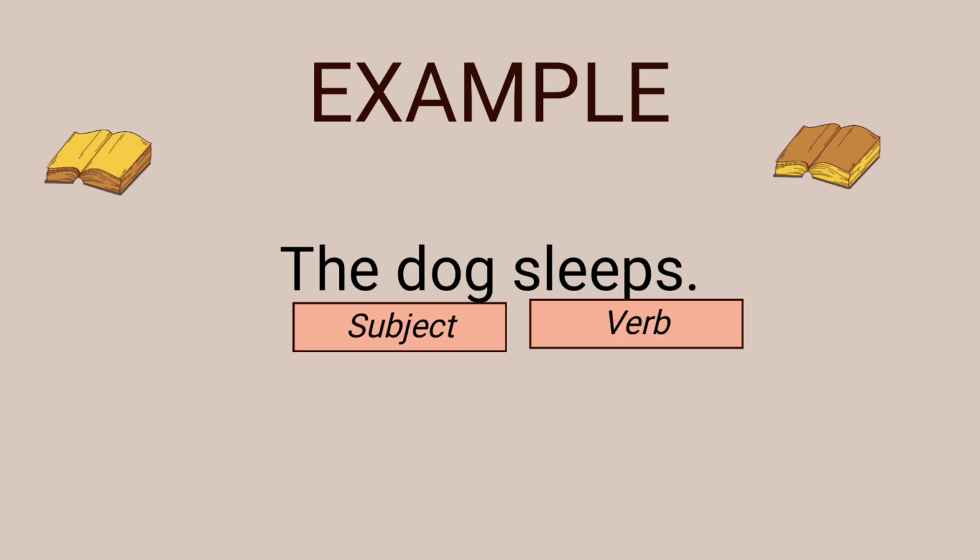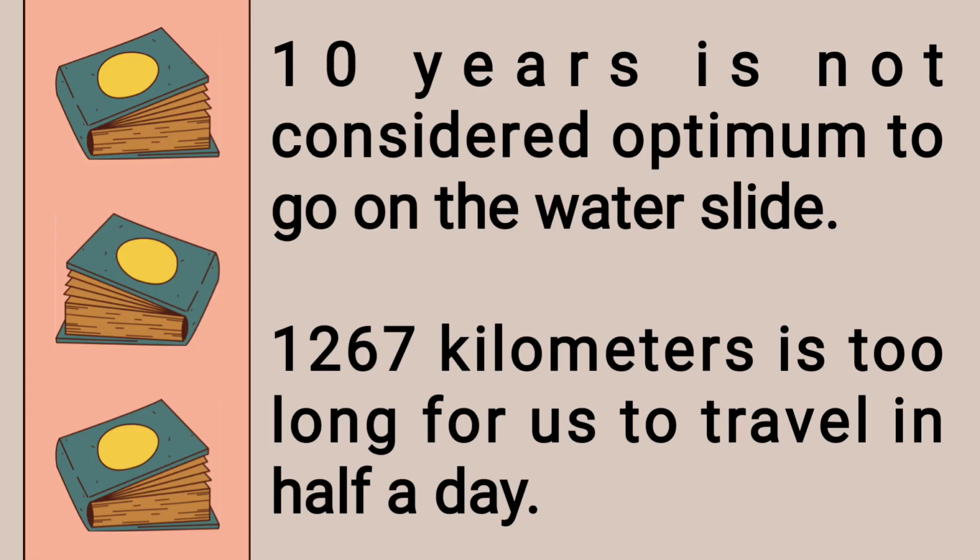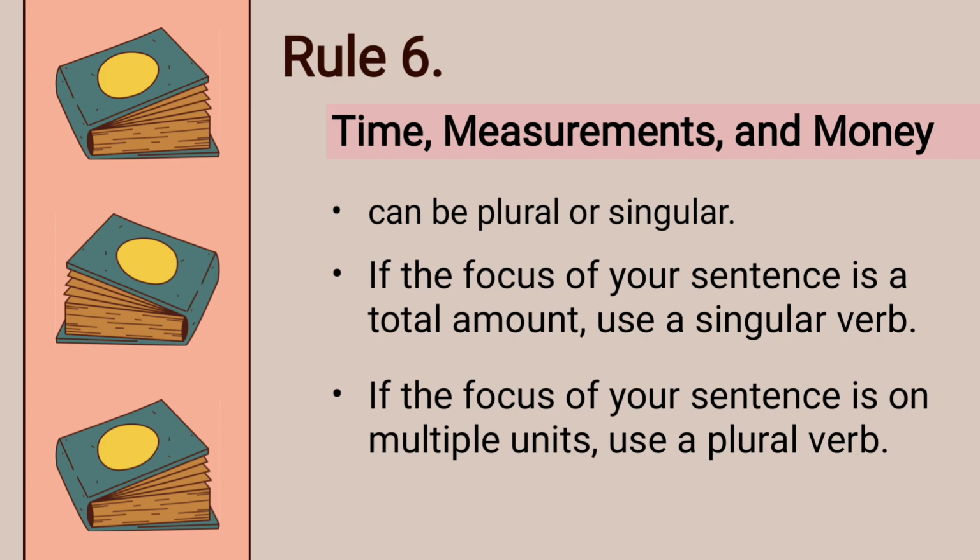Now let's proceed to rule number 6 by reading this example. Ten years is not considered optimum to go on the water slide. Also, 1,267 kilometers is too long for us to travel in half a day. Do you think this sentence is correct? Yes, of course it is correct because according to rule number 6, time measurements and money can be plural or singular. If you focus your sentence on the total amount, use a singular verb. And if you focus your sentence on multiple units, use a plural verb.